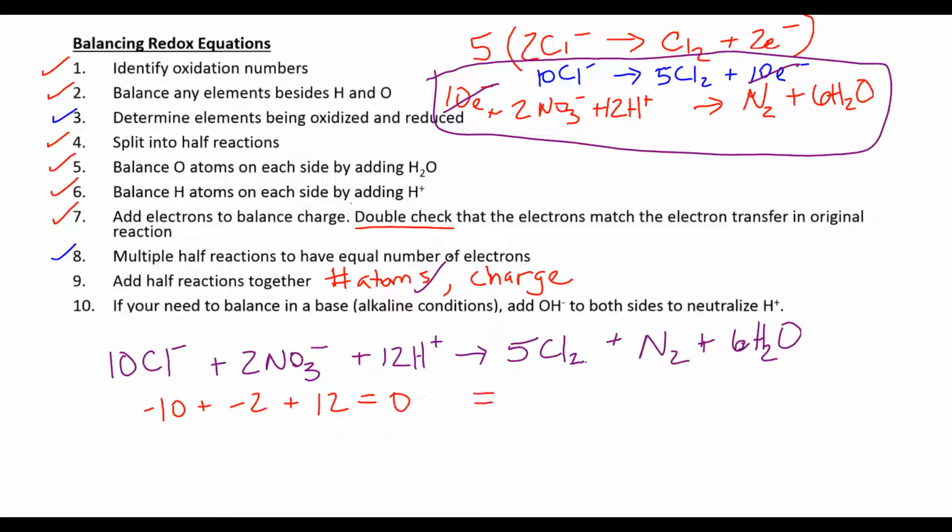The other side is nice because it has charges for each of the molecules of 0. So we can feel confident in saying that we have the same charge on both sides. So if we wanted to balance a reaction in an acid, we have successfully balanced that redox reaction.